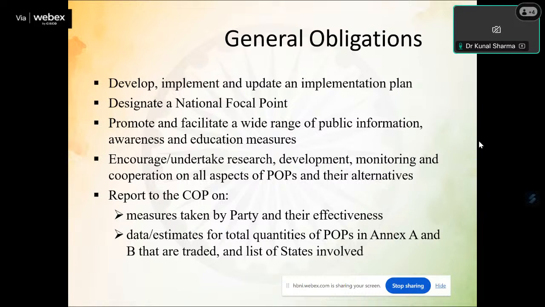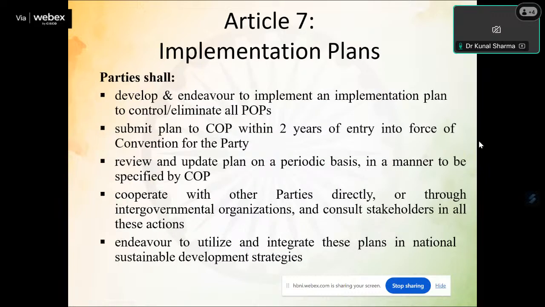Report to the COP on measures taken by the party and their effectiveness, and data estimates of total quantities of POPs in Annex A and B that are traded, and the list of states involved. So Annex A and B list what types of quantities are approved by the Conference of Parties, depending on the quantities and the particular nature of the persistent organic pollutant. Each and every country that has signed this convention is obligated to follow these commitments. There is Article 7, which requires an implementation plan, and parties shall also follow what has already been stated about the parties for POPs.